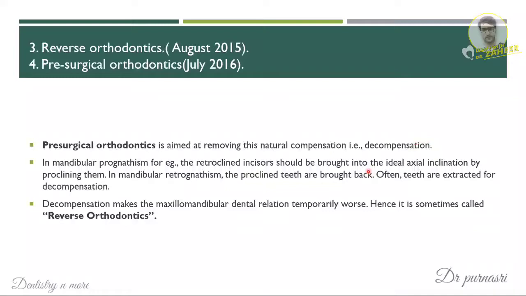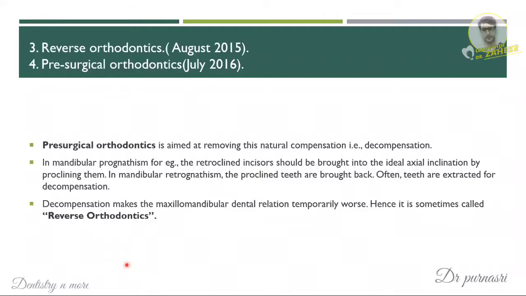For example, in a mandibular prognathism, that is a class 3 patient, the lower incisors are usually retroclined, that is they are compensated because of the prognathic mandible. These incisors should be brought to their ideal or the correct inclination. This is called the decompensation and this is what we do in the pre-surgical orthodontics.